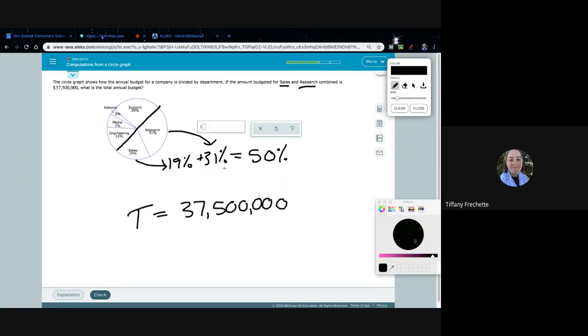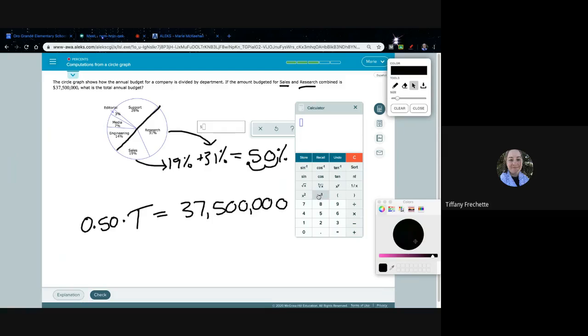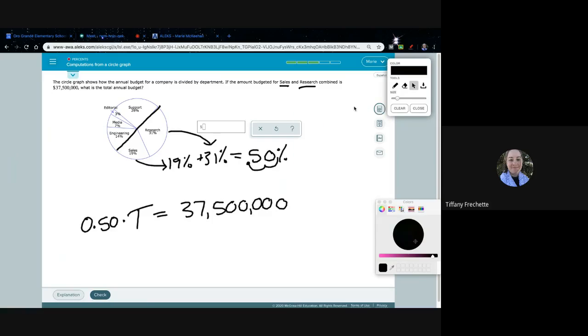So I want to multiply by 50%. Remember to move this decimal two times because we don't have a percent symbol on our calculator. Some calculators do have a percent symbol, but this one does not. So we have 0.50 times, oh, you know what I forgot to do? We're not multiplying. We have to divide by 0.50 on both sides because we have to undo the multiplication. So I forgot to write that out. I just started grabbing my calculator. Any number divided by itself cancels.